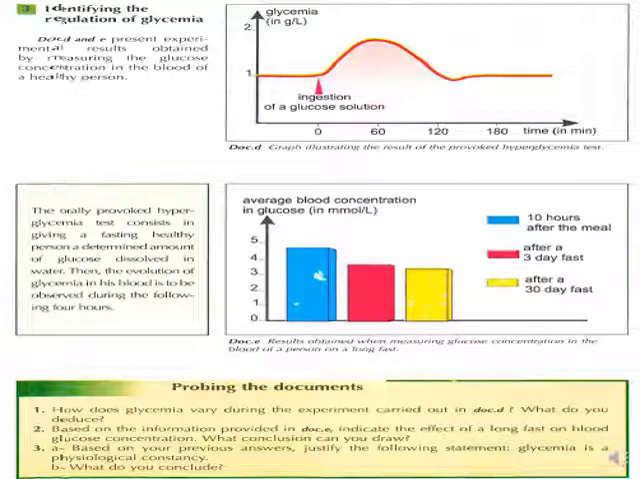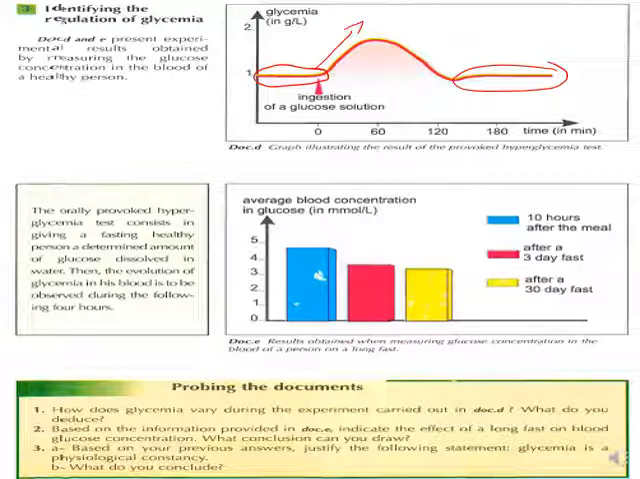Before the ingestion of glucose, the value of the glycemia was about 1 gram per liter, as you see here. At the time of ingestion, there is a rapid increase in the glycemia level to reach approximately 1.7 to 1.8 gram per liter. After 2 hours, the glycemia becomes almost normal again, at the level which is 1. So here we have a mechanism that brings glucose back to the normal level, even though we ingest a glucose solution. So here we can deduce that glycemia is a biological constant.